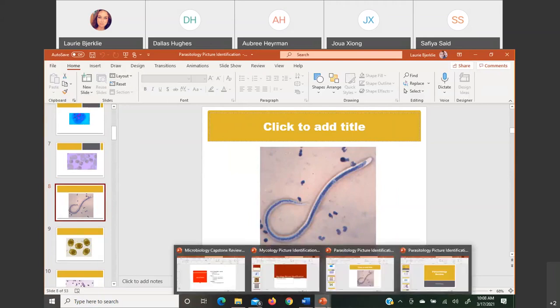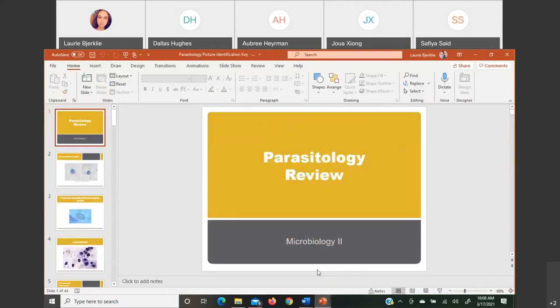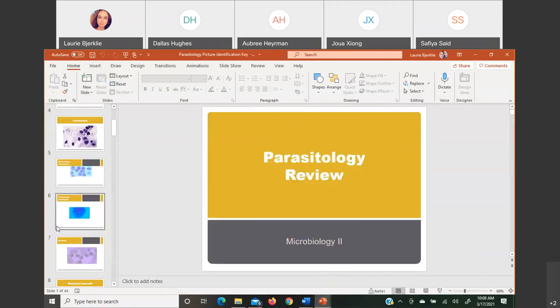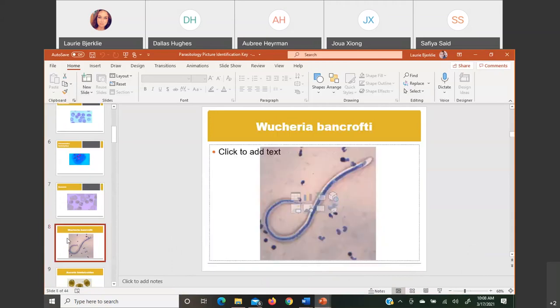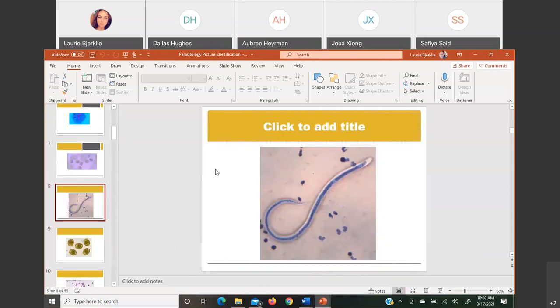I couldn't remember if it was Loa loa or Wuchereria I threw here. I think this is Wuchereria bancrofti. They look very similar. Loa loa and Wuchereria look similar. I gotta look at my answer key because I don't want to guide you wrong. Thank God I'm going to send you an answer key. It is Wuchereria. I know, they look very similar.